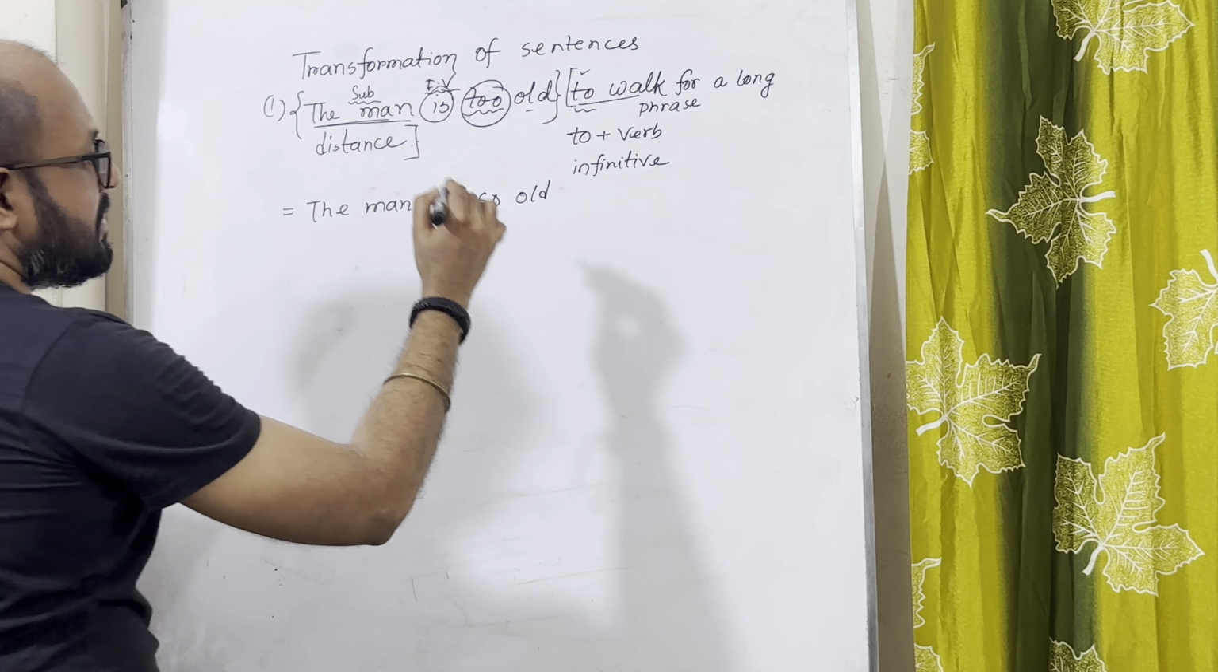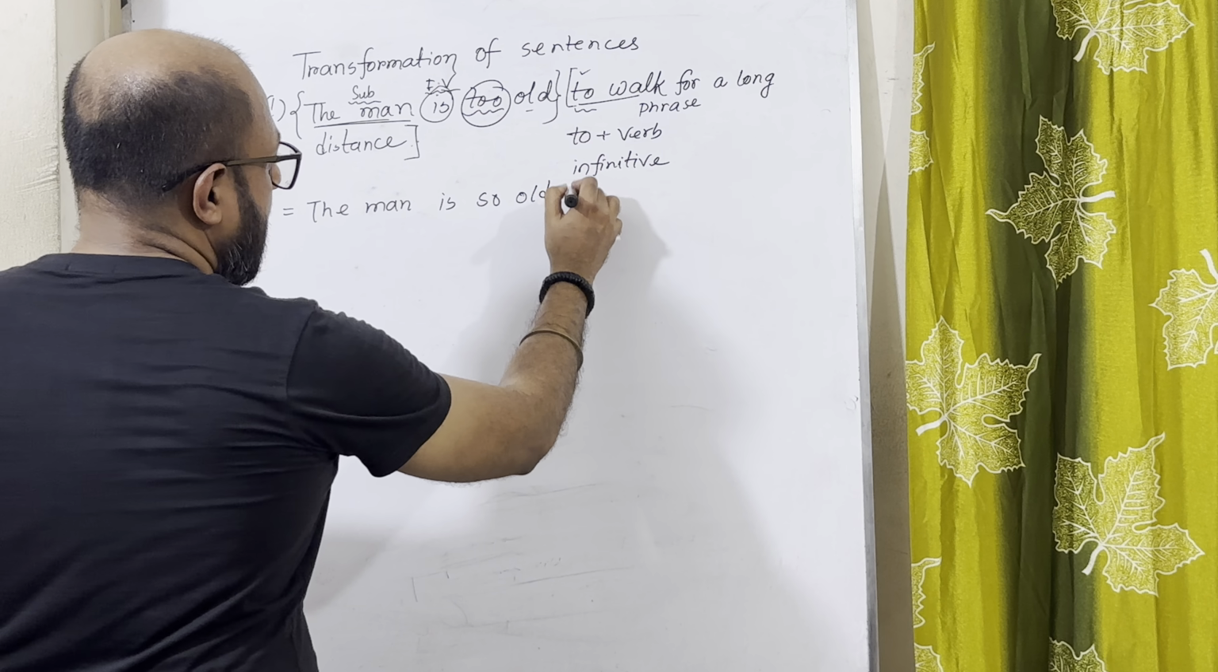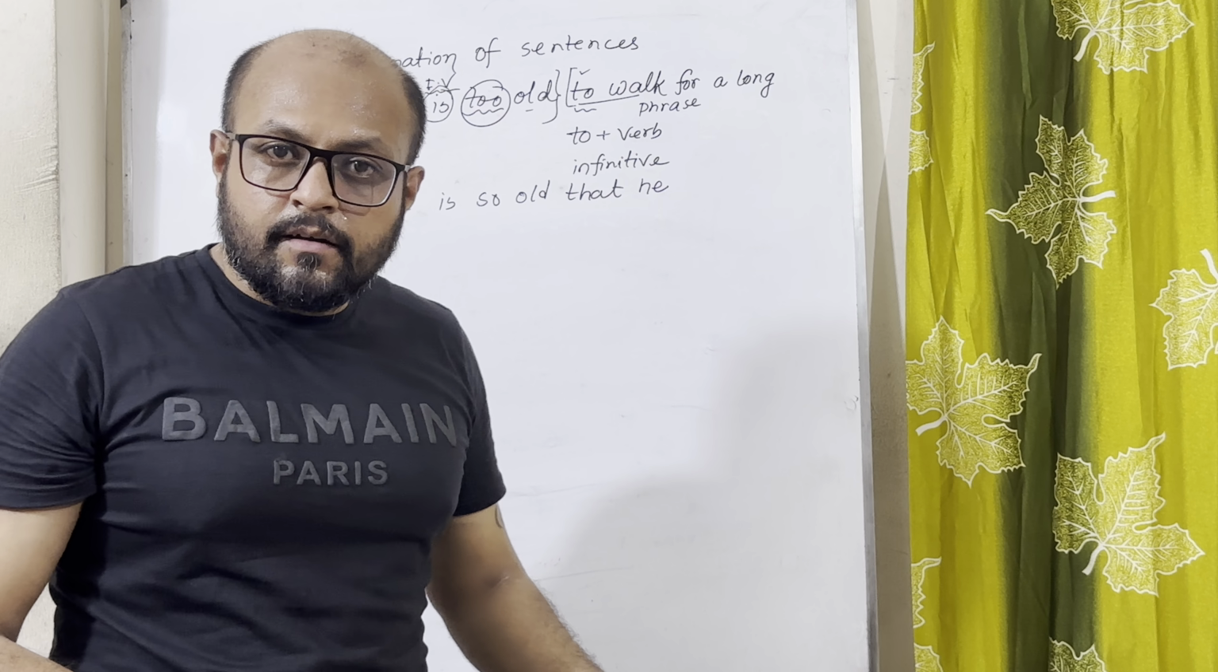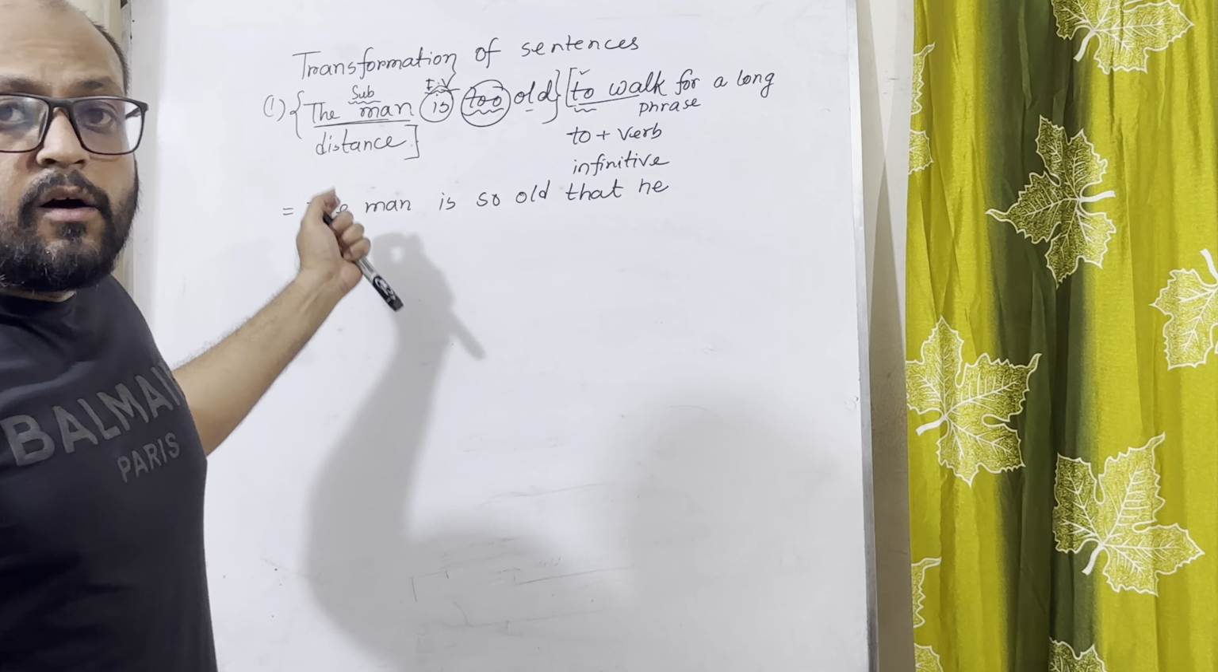To walk for a long distance. Here, this infinitive, I will change it, and before that I will add the clause marker, and this is that. My clause marker for such types of sentences will be that. The man is so old that. And for my subordinate clause, we need the subject, and here I will write the subject he. Remember, in English sentences, when we repeat the same noun, we exchange the noun with a suitable pronoun. For the word man, we need the pronoun he.